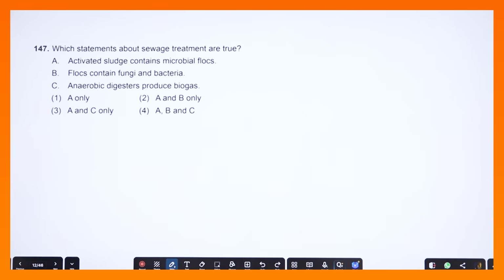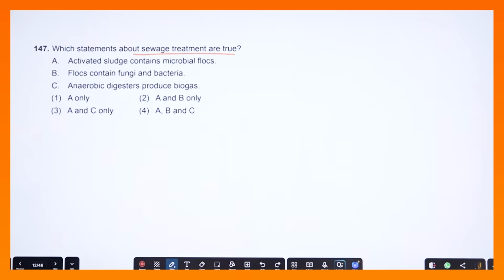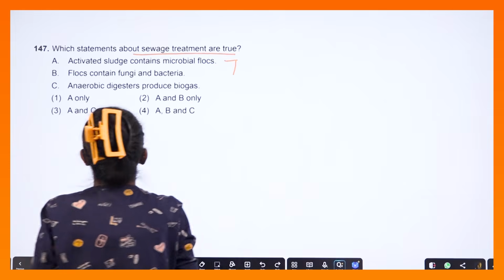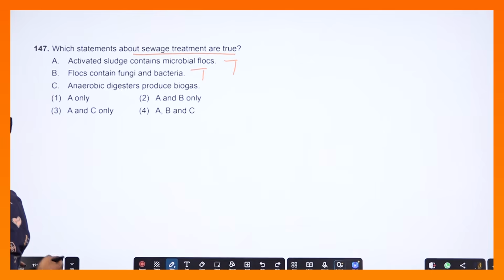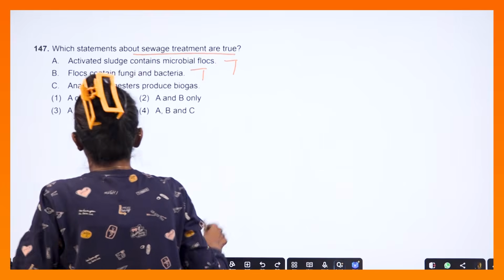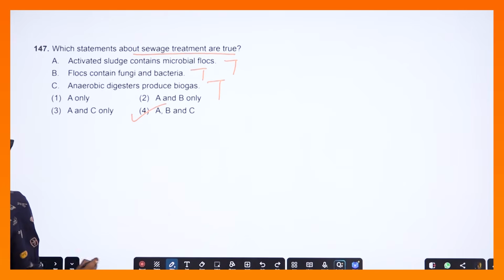Now let's come to this. Which statements about sewage treatment are true? Activated sludge contains microbial flocs. True. Flocs contain fungi and bacteria too. True. That is secondary treatment. Anaerobic digesters will produce biogas from sewage, right? In the anaerobic digester. So that's also true. That means A, B, C are true.